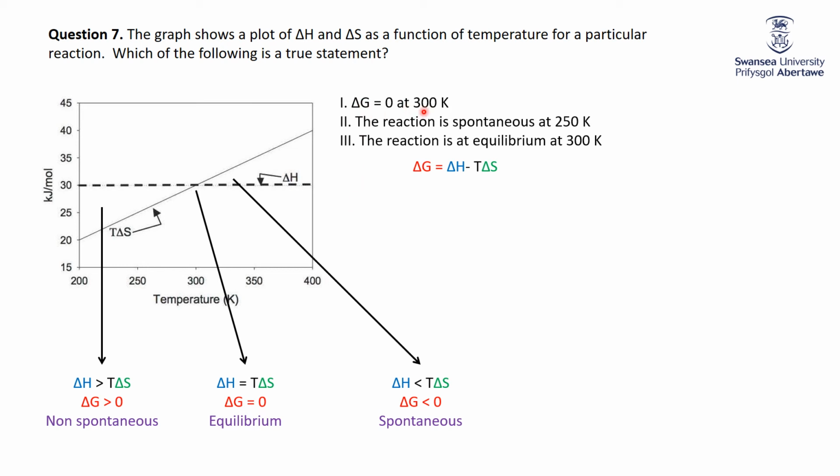So let's see what we got. Delta G equals 0 at 300 Kelvin, absolutely, because that's where delta H equals T delta S, so that's right. The reaction is spontaneous at 250. Well, here's 250. We said this was the non-spontaneous region, so that one's wrong. So that's why it's not now in red. And then the reaction is at equilibrium at 300. Yes, because that's where delta G equals 0. So the answers for this particular question, statements 1 and 3, are true statements.